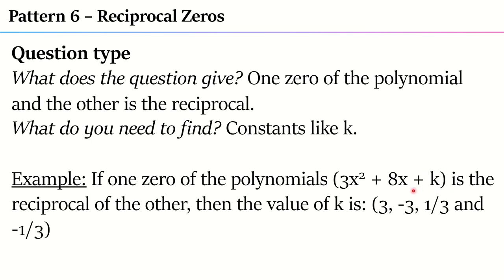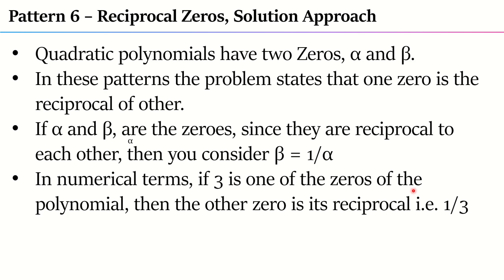Before we start with the problem, let us understand a few basics or the solution approach. The quadratic polynomials have 2 zeros, alpha and beta. In this pattern of problems, you have one zero as the reciprocal of the other. So since one is the reciprocal of the other, you can write beta as 1 by alpha. To make it clearer in numerical terms, let us assume that 3 is one of the zeros of the polynomial. Then the other zero is its reciprocal, that is 1 by 3.